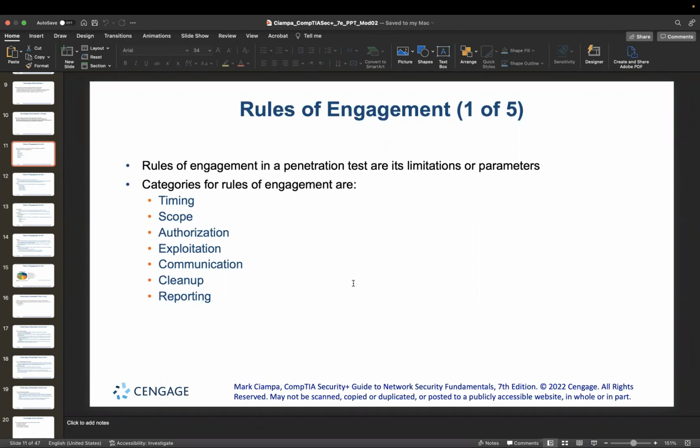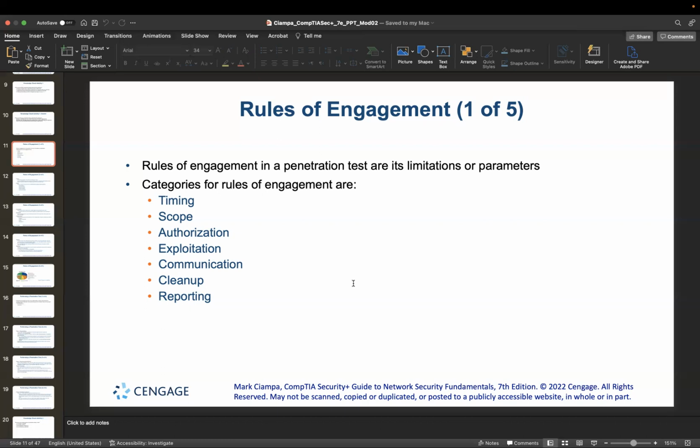So the categories that we are looking at are timing, right? When are you going to be conducting the pen test, and for how long? What is the scope? How far are you going to go? Are you going to do only north-south, or are you going to do east-west? Are you going to just get in, or are you going to do lateral movement, right?